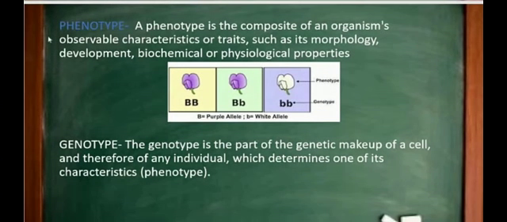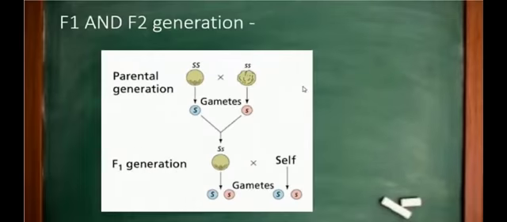And the genotype will be small b, that is the white allele. Then comes the F1 and F2 generation. This is the most important thing of the chapter. F1 and F2 generation is the first and second generation. So first of all comes the parent generation, right? That is the parent generation. It does not come under F1 and F2. They are totally different. The parental generation is there.